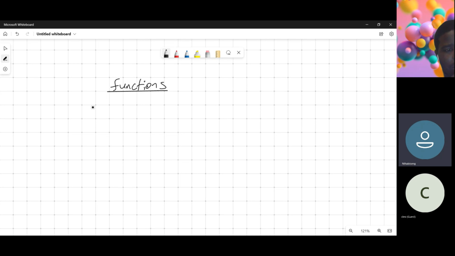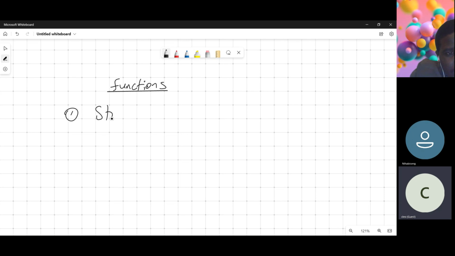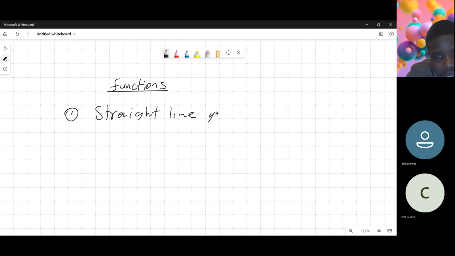The first one that we're going to talk about is the straight line graph, or straight line function. The straight line graph has the following standard form: y equals mx plus c. We can say plus c or q.